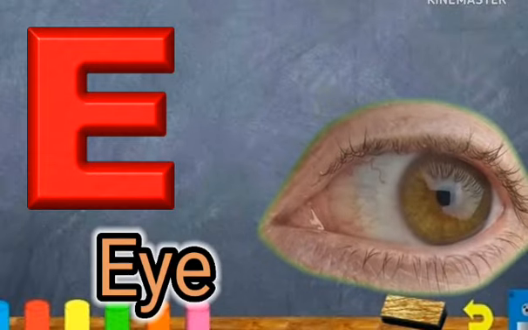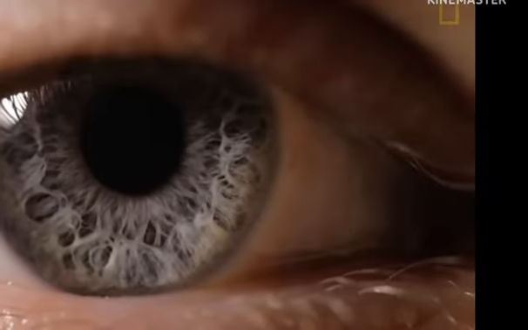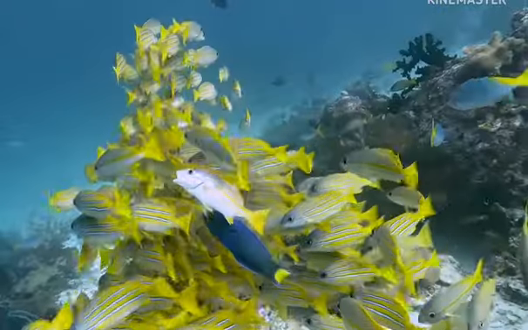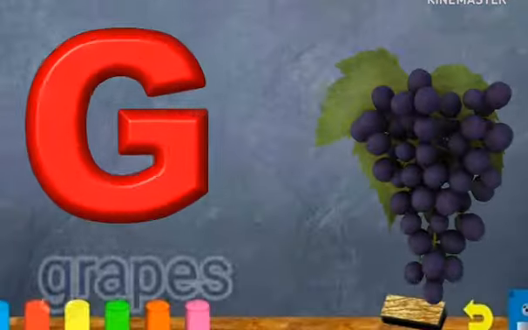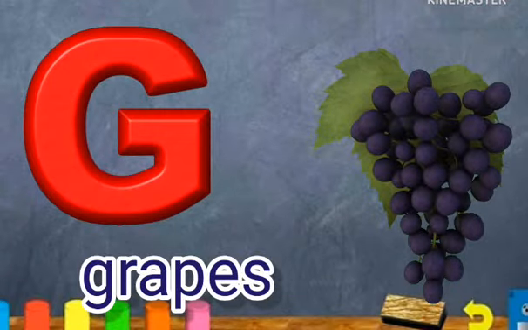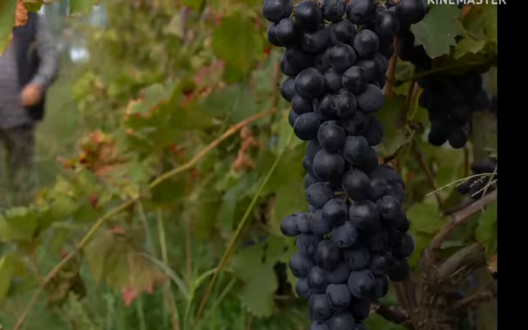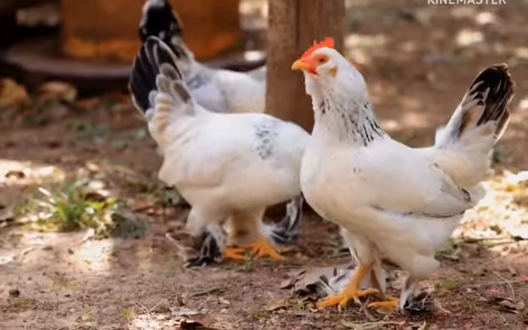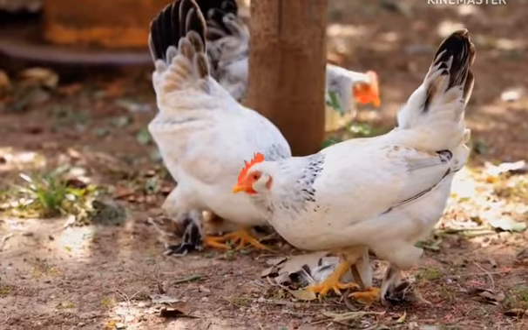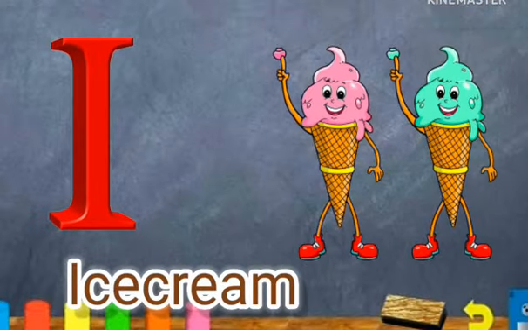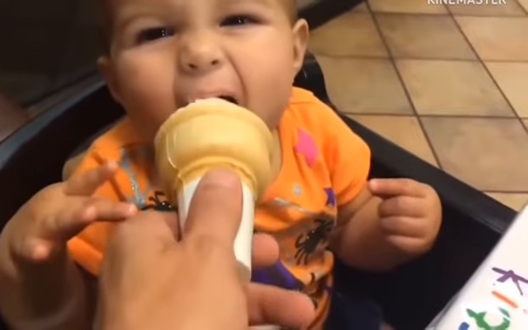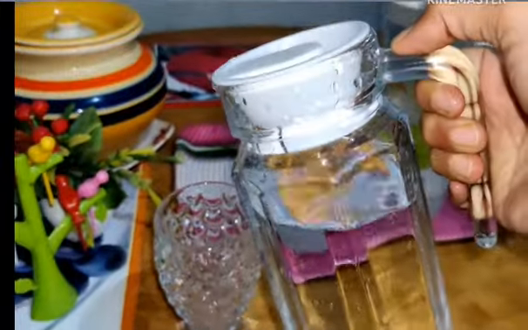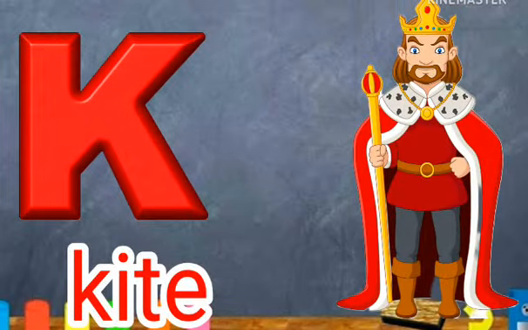E for eye. G for grape. H for hen. I for ice cream. J for jug. K for king.